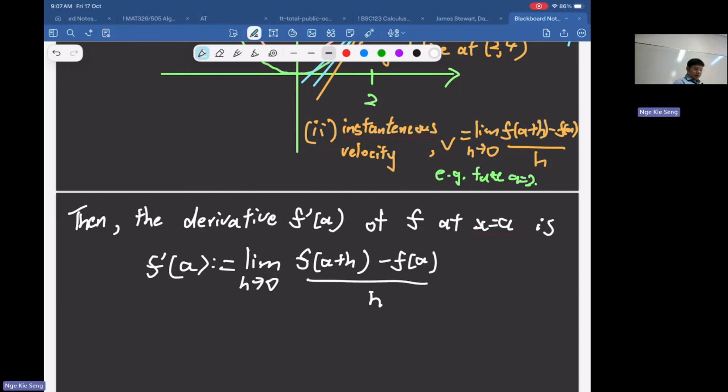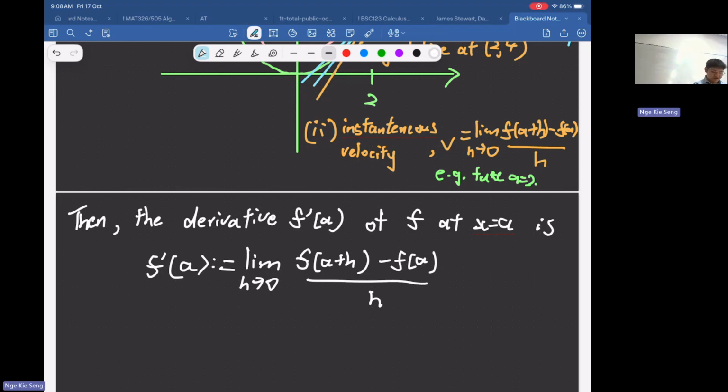In the previous section, we studied limits of functions. Now we study a limit of a function that is built up like that. Make sense? And so this is a new function, which is the gradient of the secant.